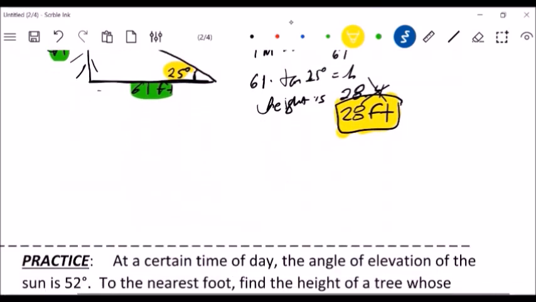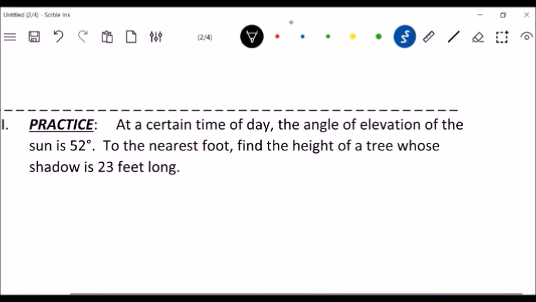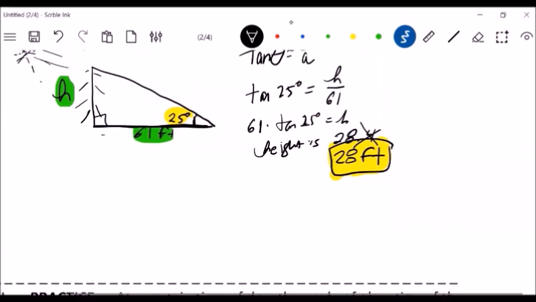Okay. Now, next, a practice one of this same type. Height of a tree, 23 feet shadow, and the angle of elevation is 52 degrees. So what we want to know is what's this opposite. And for that, again, we would use tangent, because we have the opposite, and of course there's the right angle. I need to make sure I put right angles in my pictures.